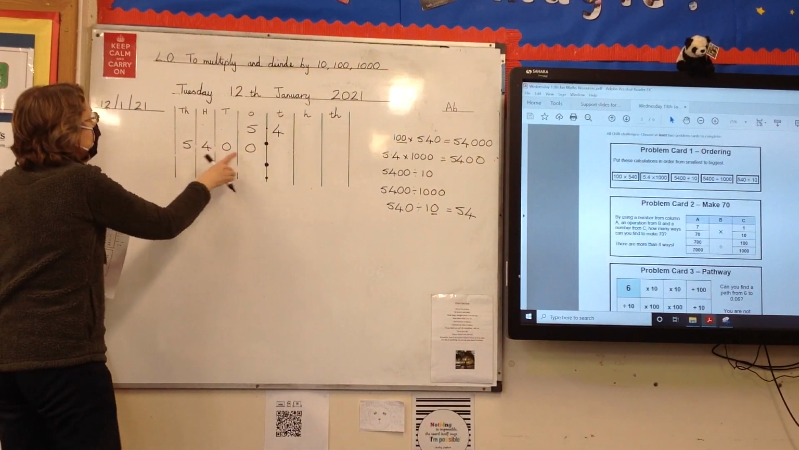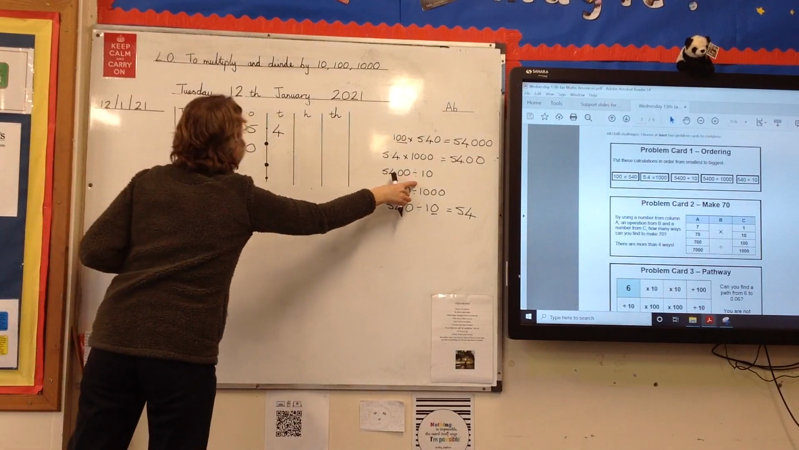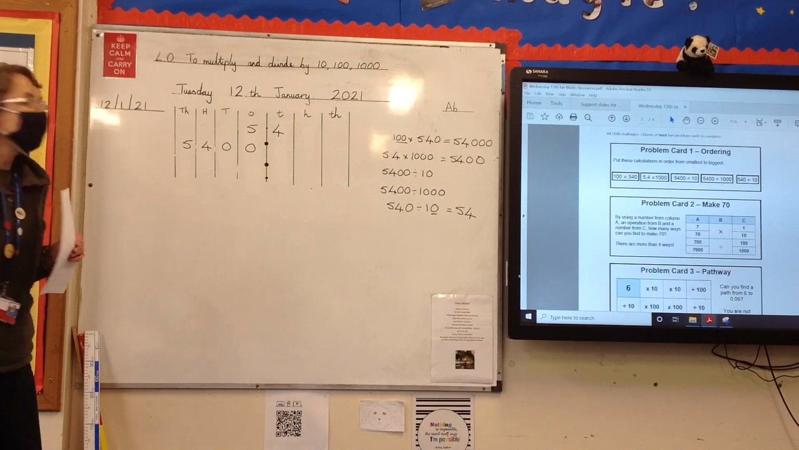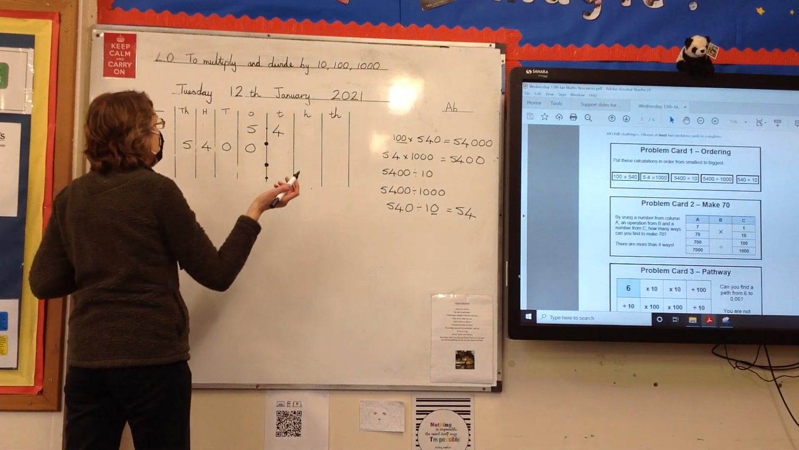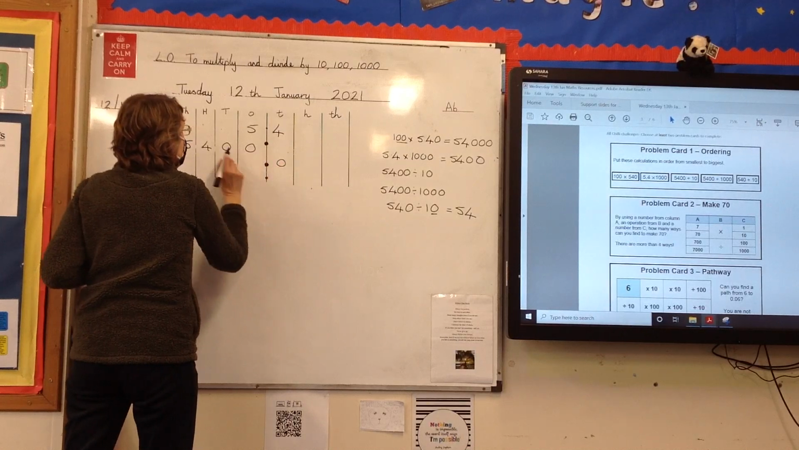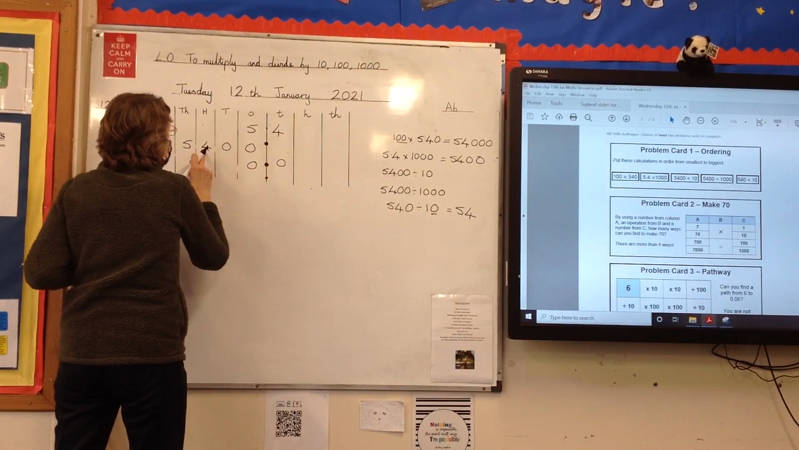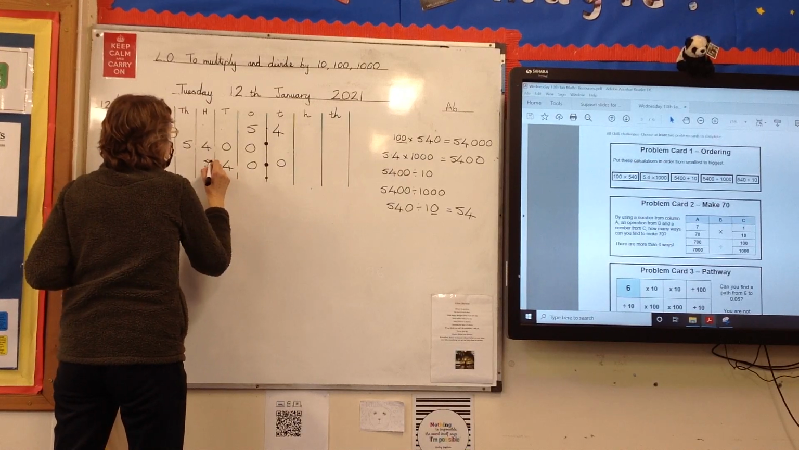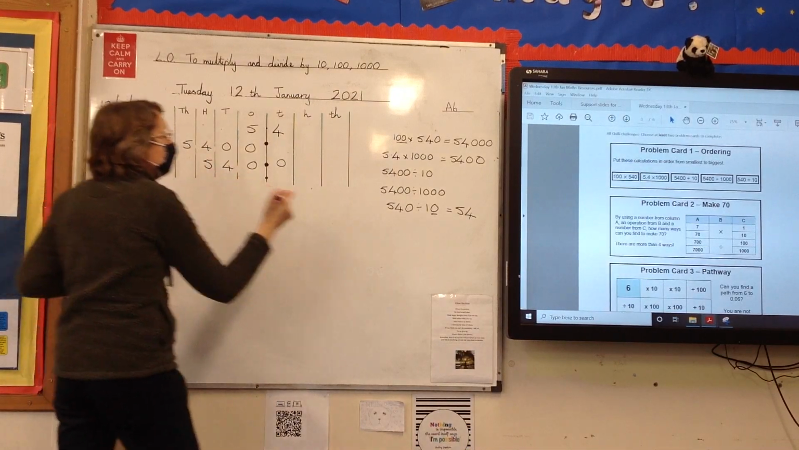If I have 5,400 and I divide it by 10, am I going to make it bigger or smaller? Smaller. By how many places, everybody? 1. So, move your 0, 1 place. Move your 0, 1 place. Move your 4, 1 place. Move your 5, 1 place. And that then becomes 540.